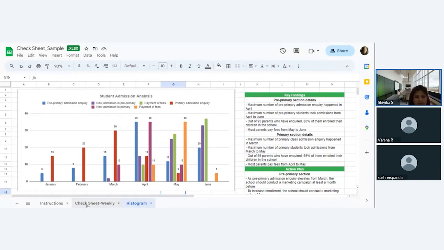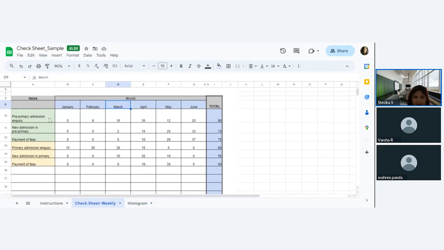I'll talk about a bit of the data which we have with us. Here we have two types of data, a data set of pre-primary and a data set of primary. For pre-primary, we have admission inquiry, new admission in pre-primary, and payment of fee across 6 months. So how many people have inquired, how many new admissions we have got, how many of them have paid the fee. It's for pre-primary for 6 months, and then for primary for 6 months.